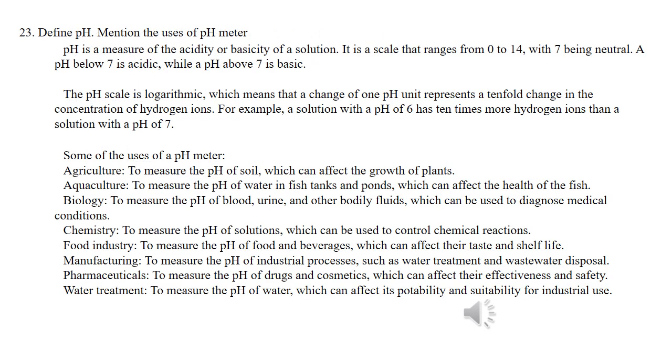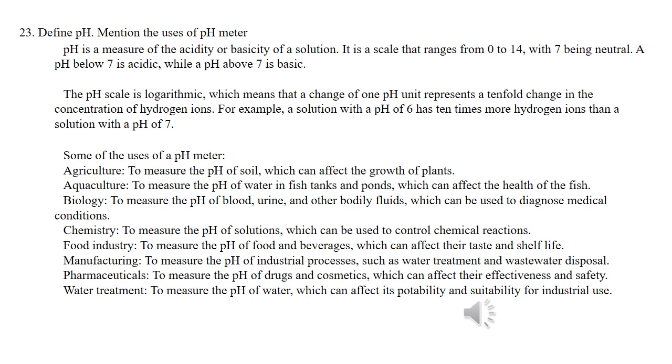Question 23. Define pH. Mention the uses of pH meter. Answer: pH is a measure of the acidity or basicity of a solution. It is a scale that ranges from 0 to 14, with 7 being neutral. A pH below 7 is acidic, while a pH above 7 is basic. The pH scale is logarithmic, which means that a change of 1 pH unit represents a tenfold change in the concentration of hydrogen ions. For example, a solution with a pH of 6 has 10 times more hydrogen ions than a solution with a pH of 7.